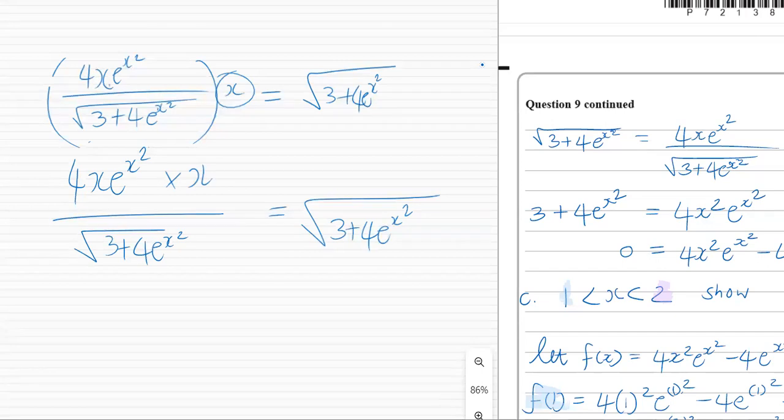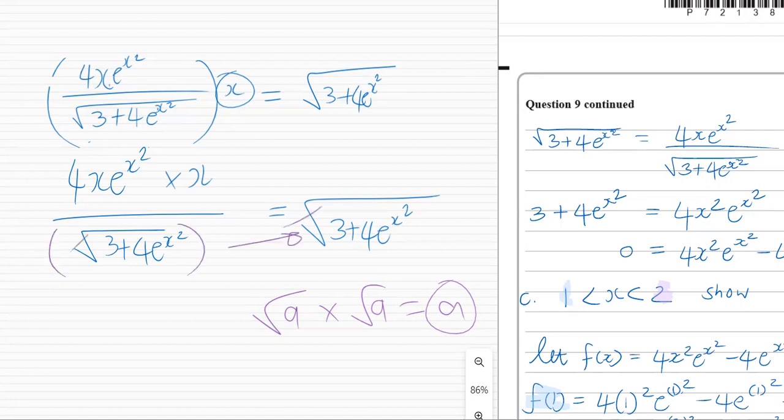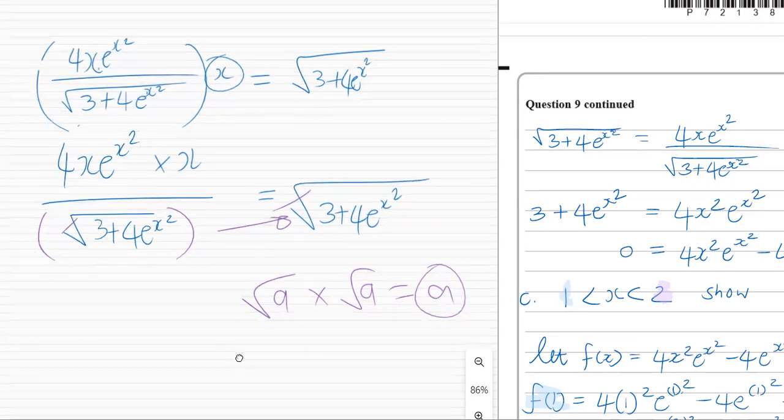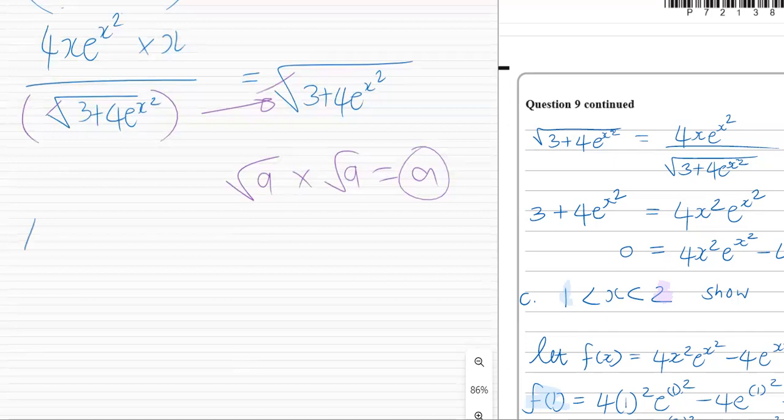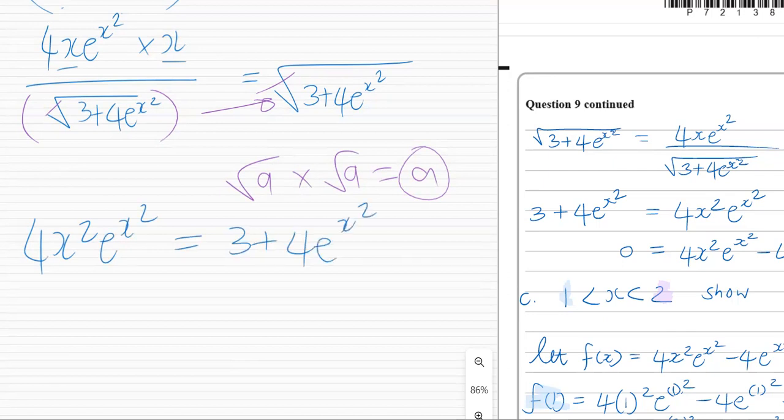Hopefully not. Okay, so a square root times a square root just gives you the same thing. So for example, if you had the square root of a times the square root of a, you would just get a left over. Okay, so in this manner, if we times both sides by this whole denominator, it's going to go over there. The square roots will cancel out. Okay. So we end up with 4x squared. So that was this x times x. x squared equals 3 plus 4x squared. Okay, good.